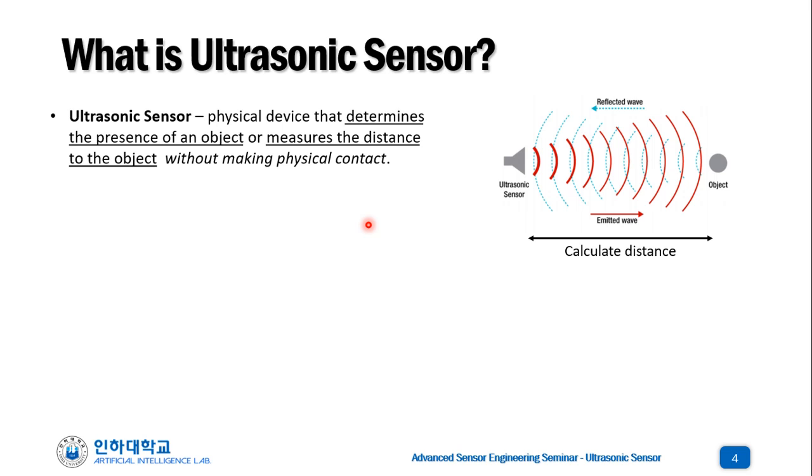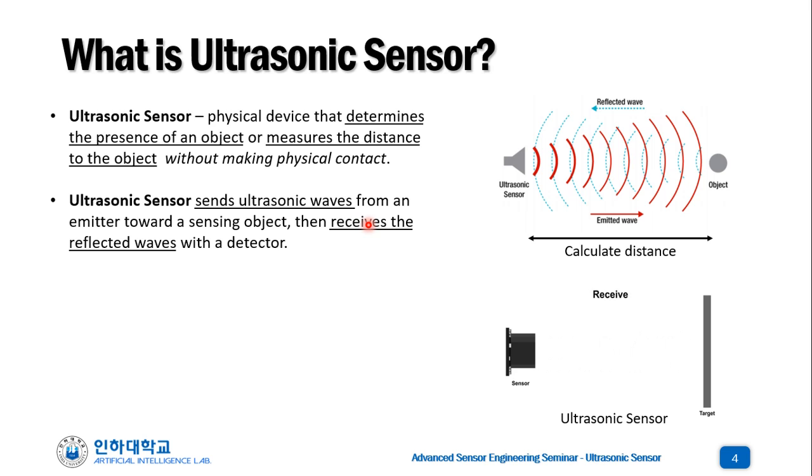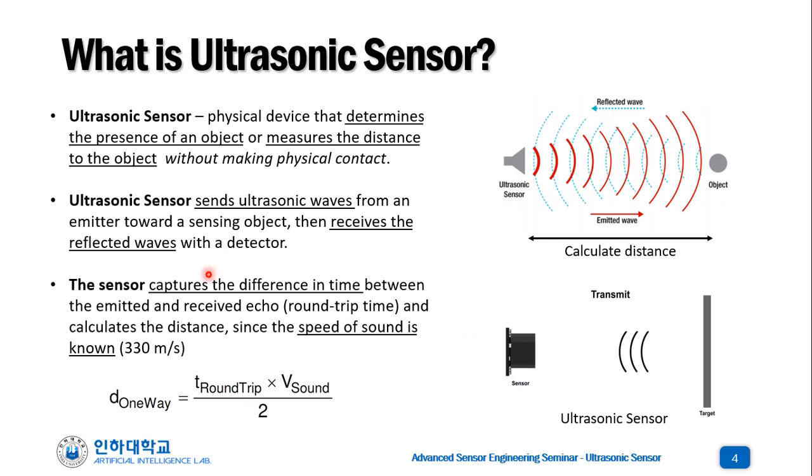This is a physical device that determines the presence of an object or measures the distance without making any physical contact. The ultrasonic sensor sends ultrasonic waves from the emitter, as you may see here, and receives the reflected wave with the detector. And then the sensor captures the difference in time between the emitted and received echo. So we may say this is the round trip time, and we calculate the distance.